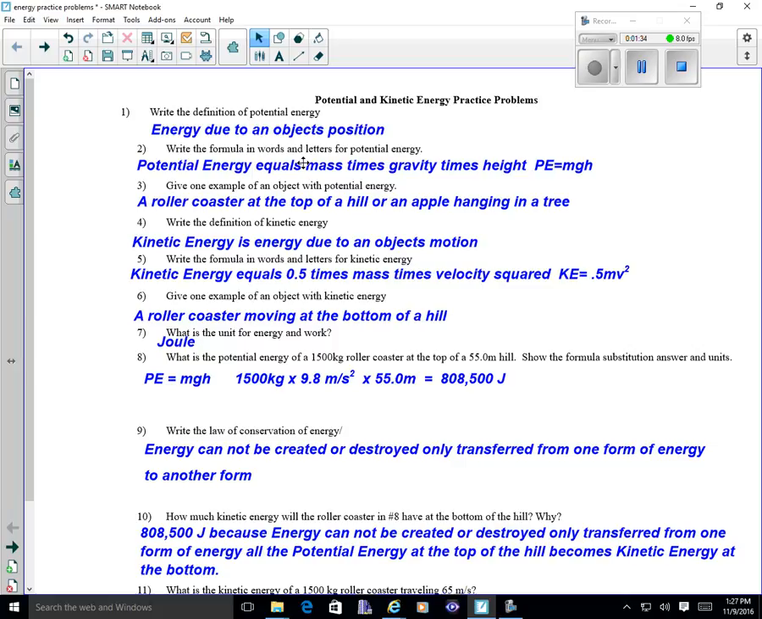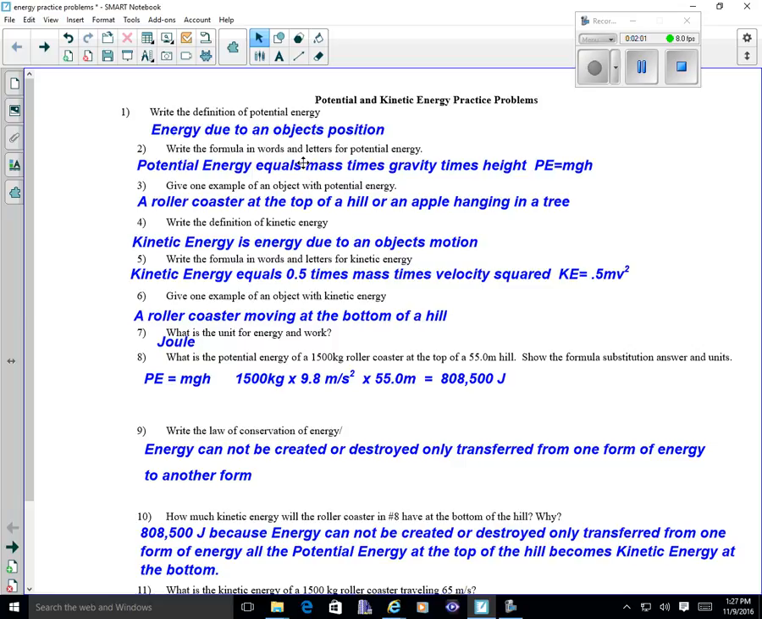Okay, anyway, if I want to get an example of an object with kinetic energy, it's going to be the roller coaster moving to the bottom of a hill. Now, the unit for energy is named after a guy whose last name was Joule, as in family, or what a lady places on her ring. We often just abbreviate that with a J as well.